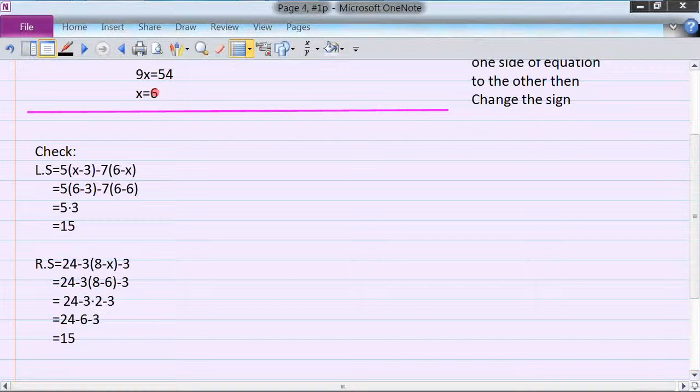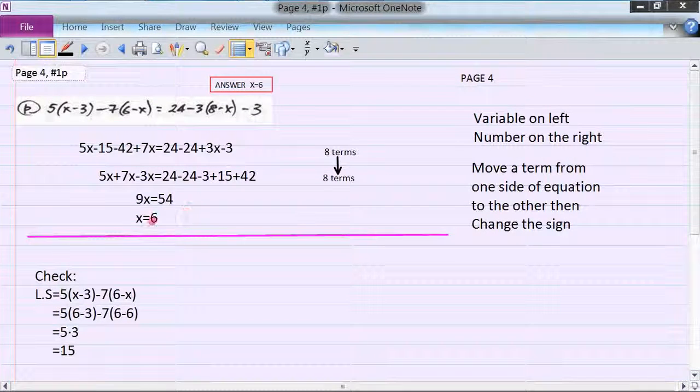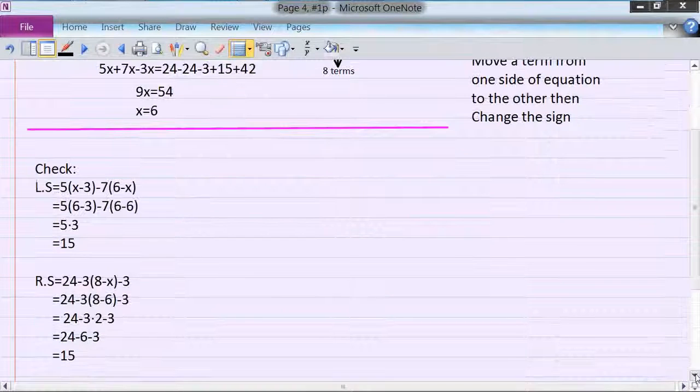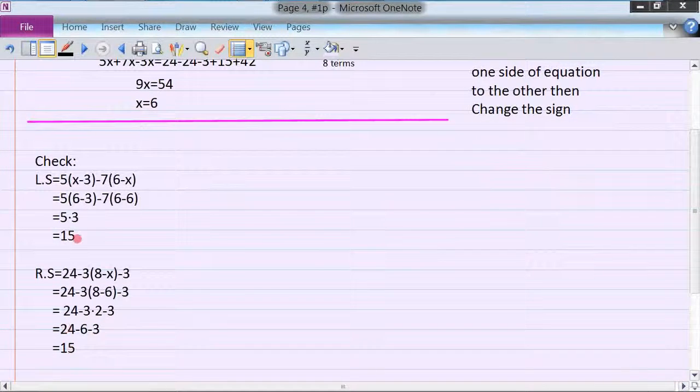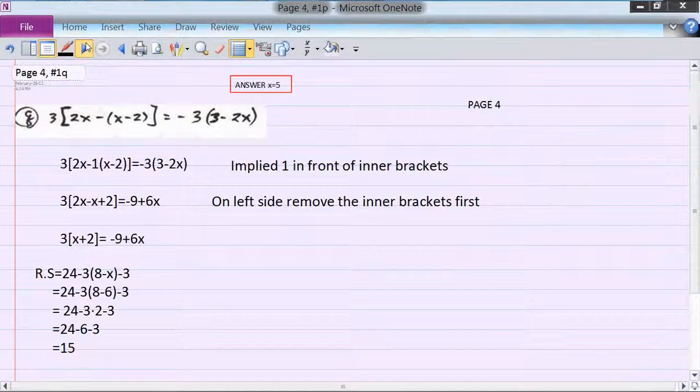If this answer were not correct, then the left side would not check the right side. So it's very important not only to get the solution, but to be able to check your answer. So once we've got the answer, we isolate the left side, and we don't look at the right side at all. We put the variable into the left side, work it out. Then we look at the right side, put the variable in, x equals 6 into that, calculate it, make sure that the left side equals the right side.